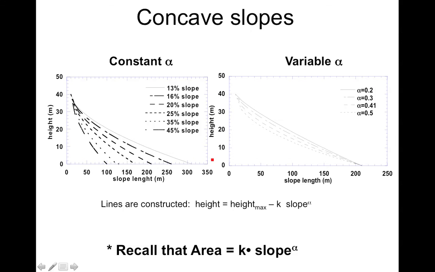Okay. Now on the other hand, if we have a variable alpha but a constant slope length, you can see here we have the same height and we have the same slope length in each case, and we gradually increase alpha from 0.2, it's almost planar, and then we gradually increase it up to 0.5, we get increasing convexity, concave slopes, increasing concavity in the slope.